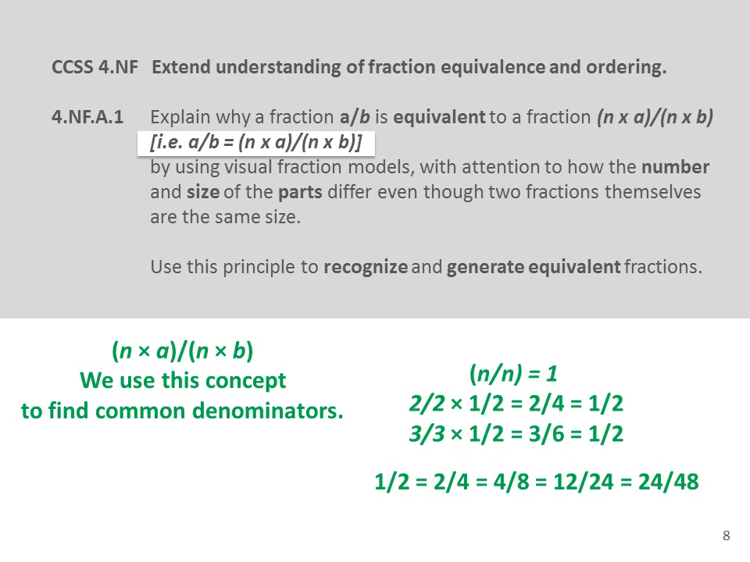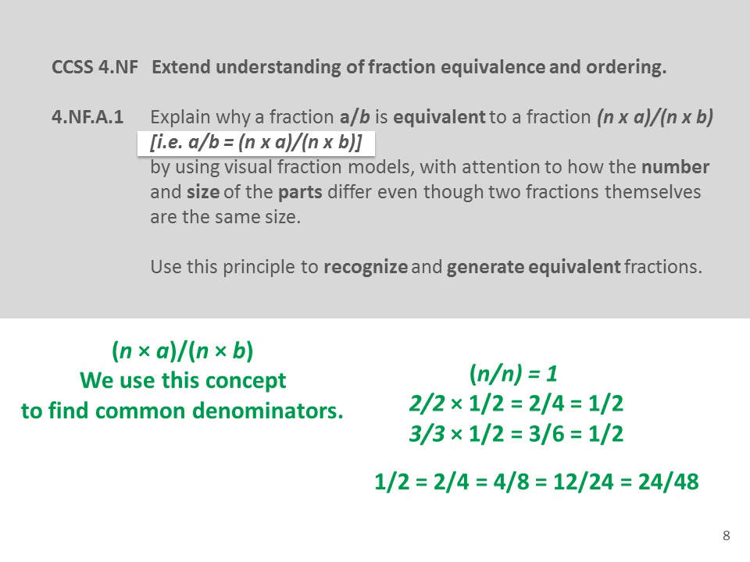So let's begin to look at the Common Core State Standards for grade 4. 4.NF.A.1 reads: Explain why a fraction a over b is equivalent to a fraction n times a over n times b by using visual fraction models. Pay attention to how the number and size of the parts differ, even though the two fractions themselves are the same size. And use this principle to recognize and generate equivalent fractions.